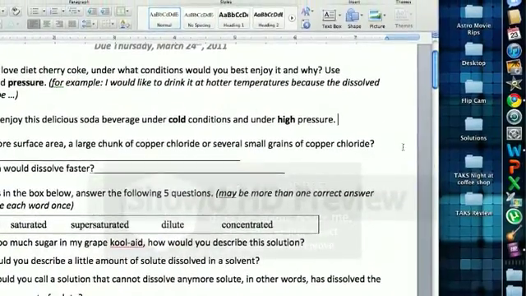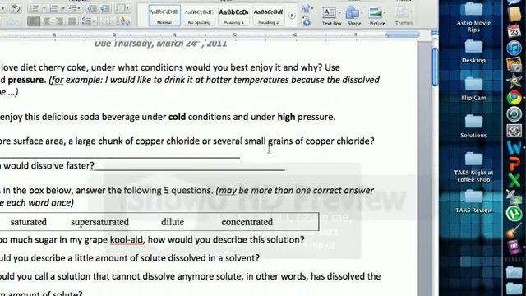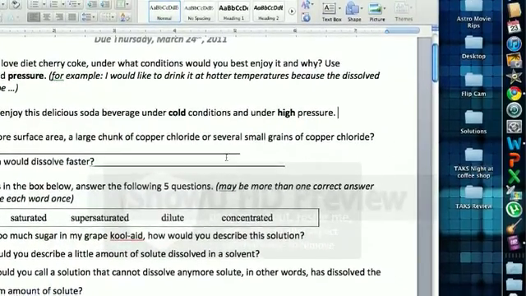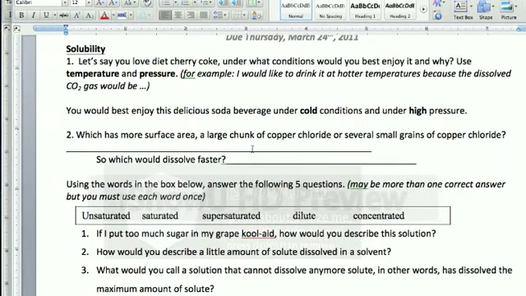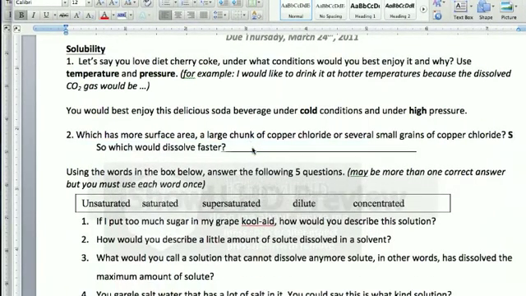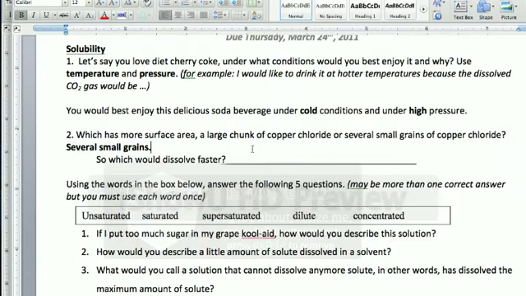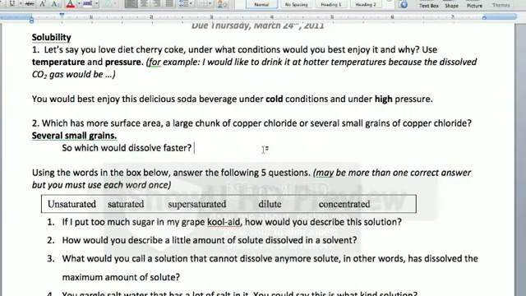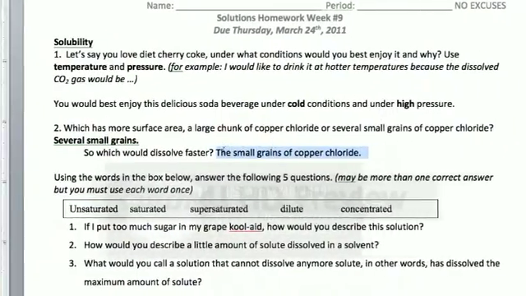Question number 2 says, which has more surface area, a large chunk of copper chloride or several small grains of copper chloride? This really requires an understanding of surface area. You've got to understand that several small grains are going to have a much higher surface area than a big chunk of something, and this is why we would crush up sugar if we wanted it to dissolve faster. So obviously, the more surface area that exists, the easier it is for the solvent to solvate the solute, so these small grains of copper chloride would dissolve a lot faster than the big chunk.